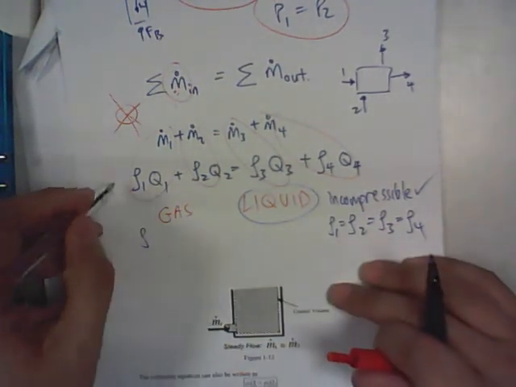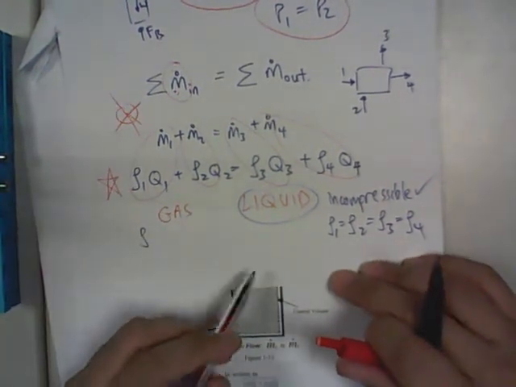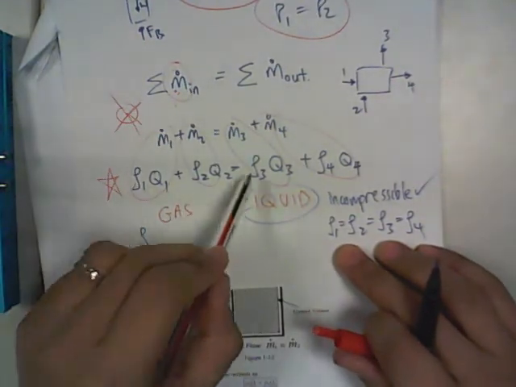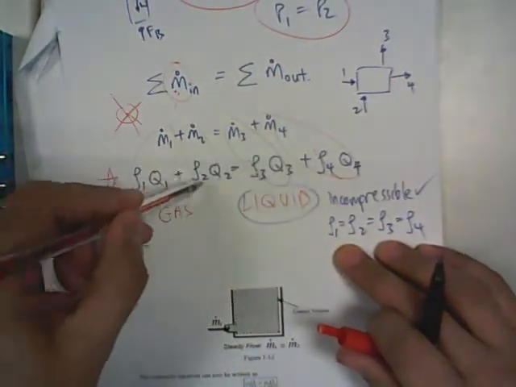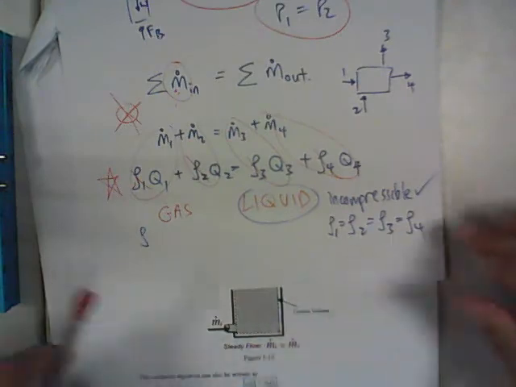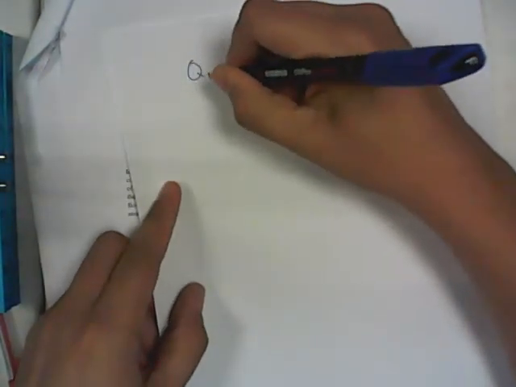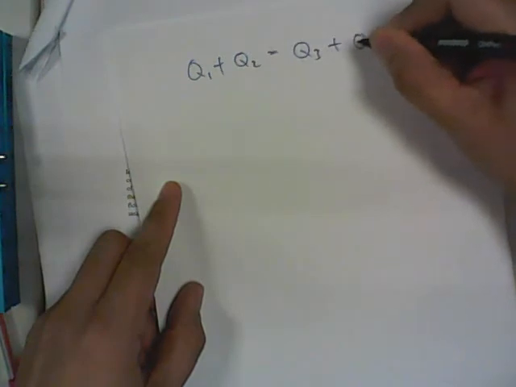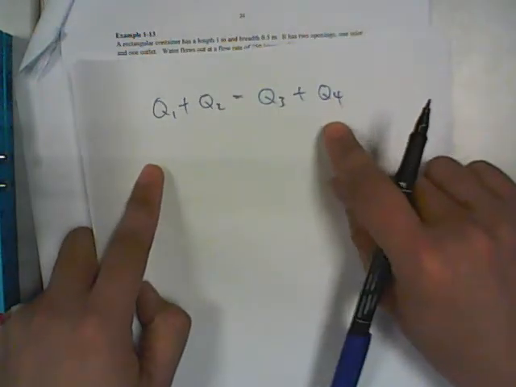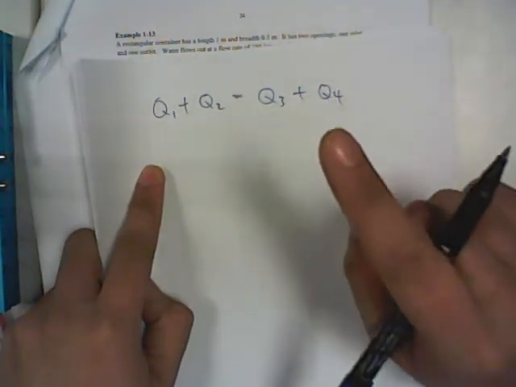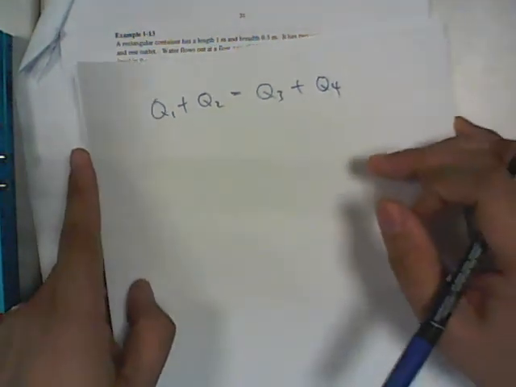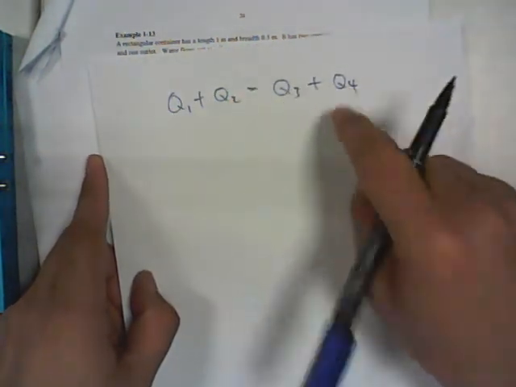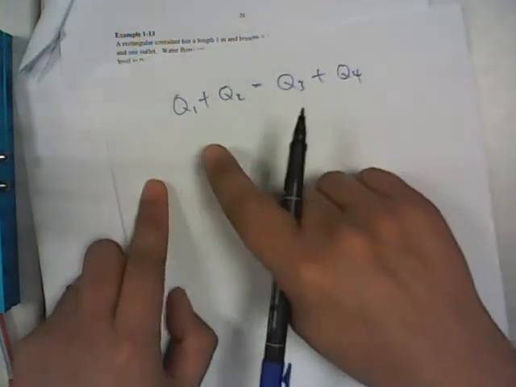In that case, this particular equation gets simplified. Because these are all the same densities, they get cancelled out. So what becomes of this equation? It becomes Q1 plus Q2 equals Q3 plus Q4, only if the fluid is incompressible. If it is compressible, the densities cannot be cancelled out.